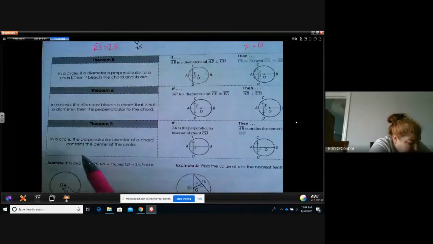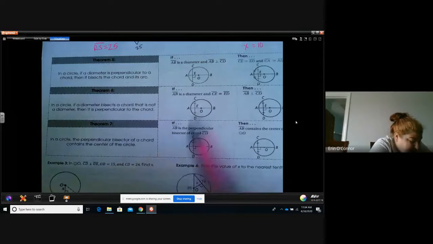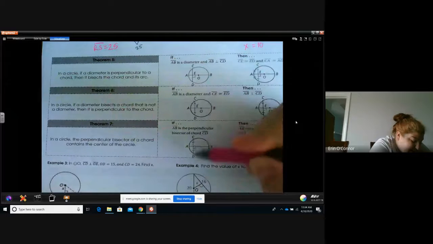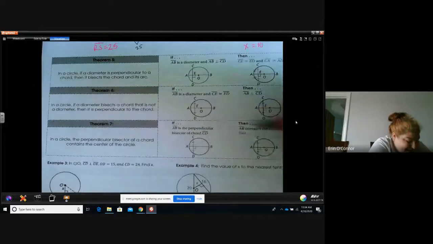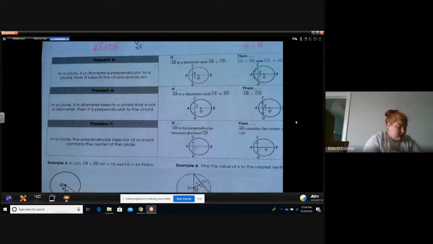Okay, last one. In a circle, the perpendicular bisector of a chord contains the center of the circle. So if I have a chord right here and I have a perpendicular bisector to it, then that line AB is going to have the center somewhere on it. And here it would be center O. Okay, let's try this out.